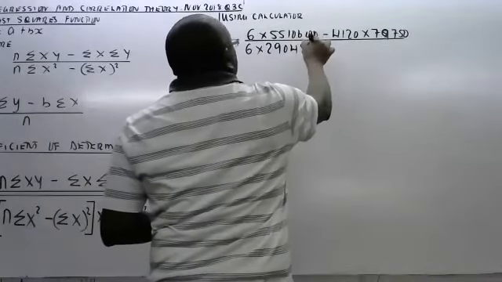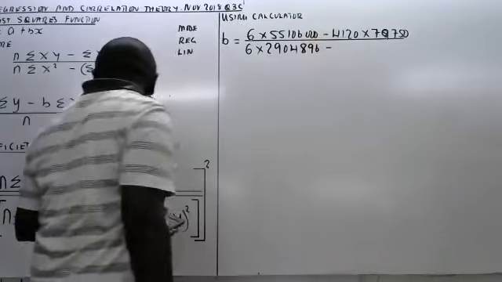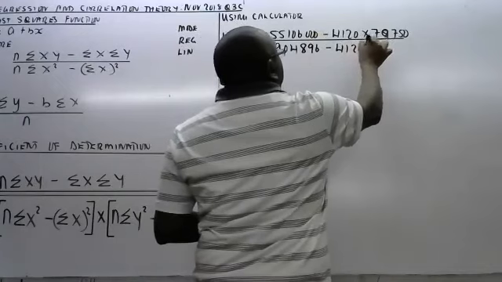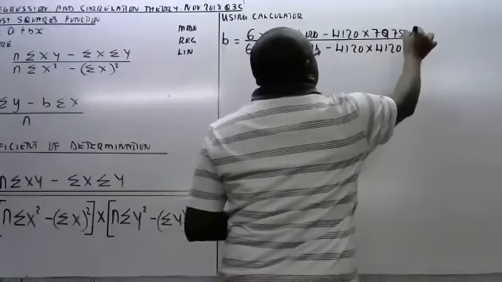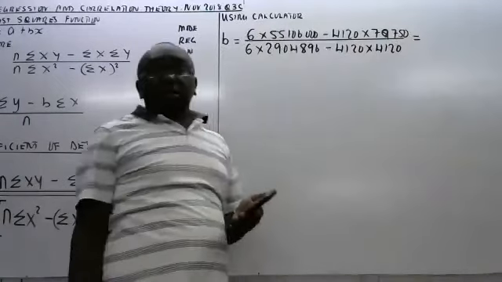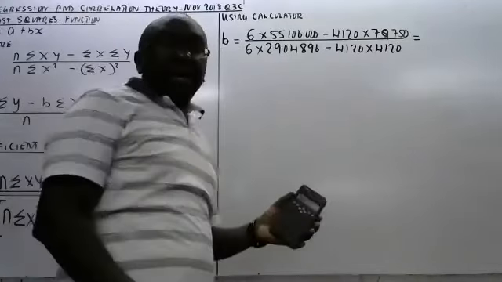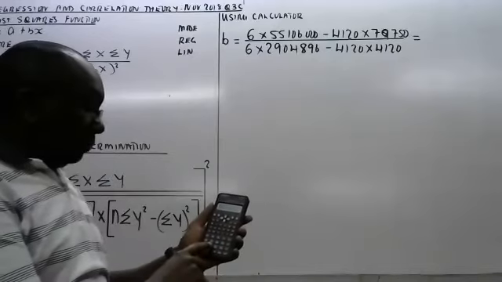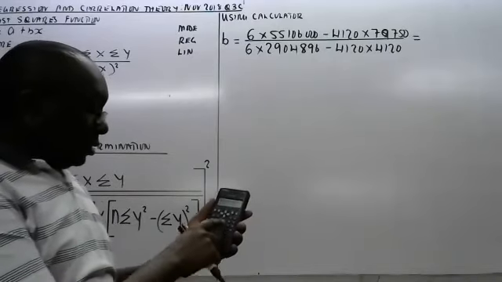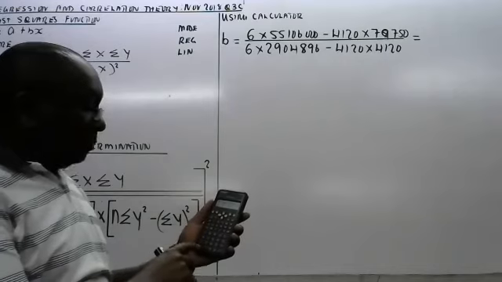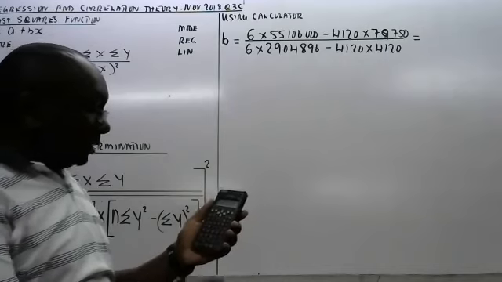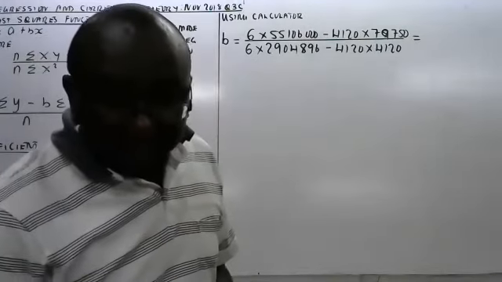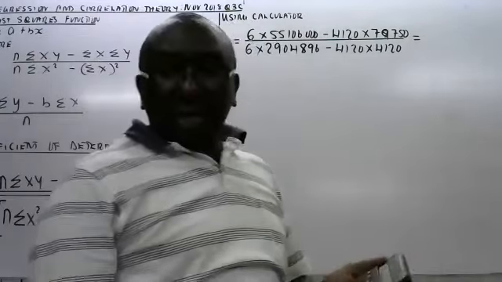6 times 2904 is 896 minus sum of x, 4120, times 4120, equals. Let's go to the calc and get the answer. Shift, now you go to button number 2. So press 2, you page forward to where there is B. Press 2 and press equals. Send me the answer for B.